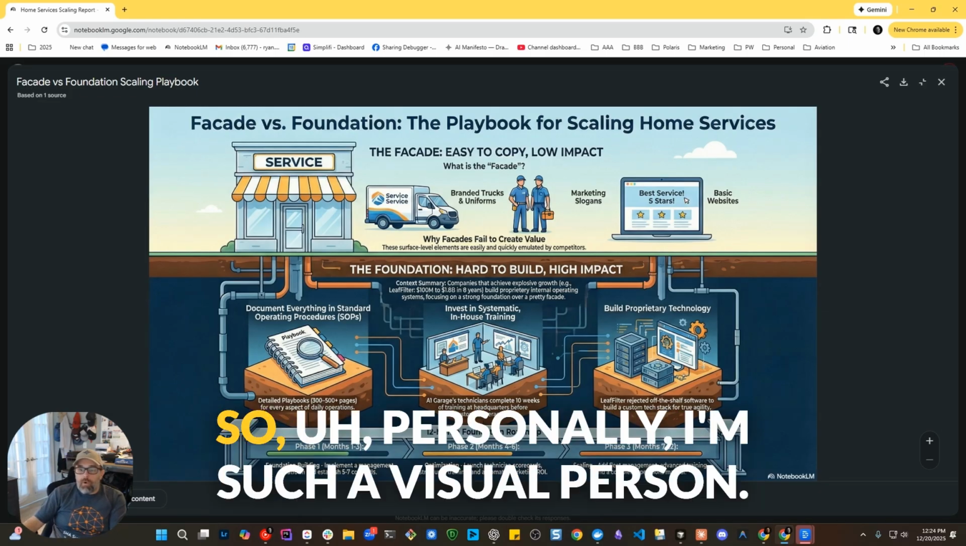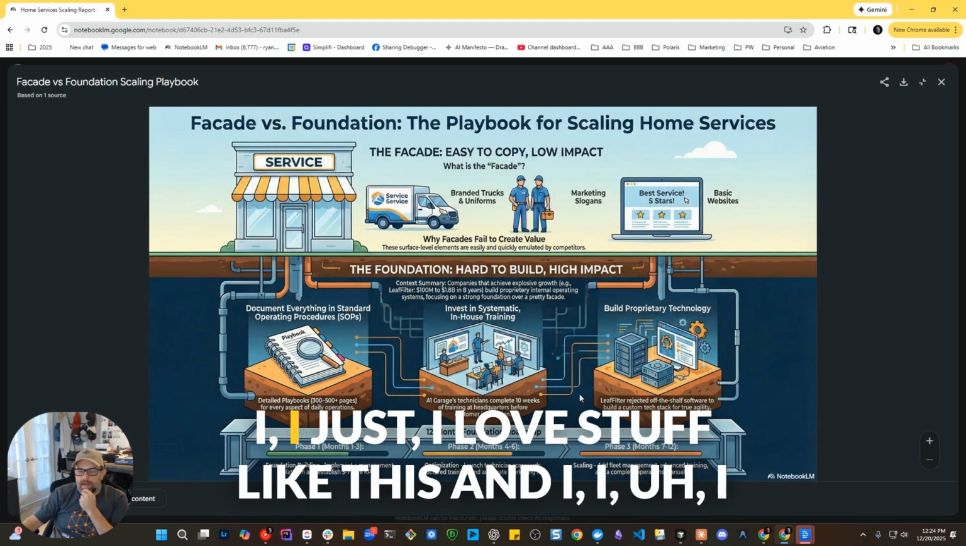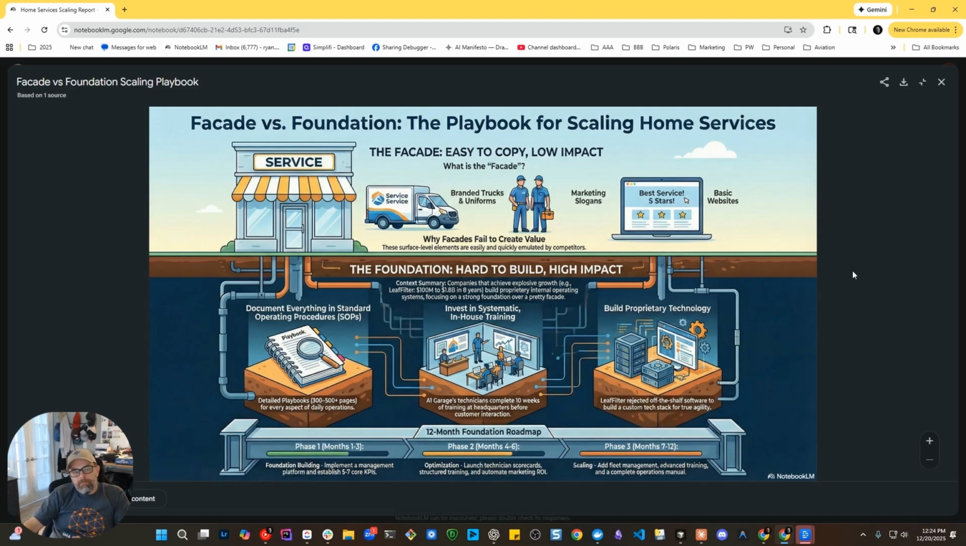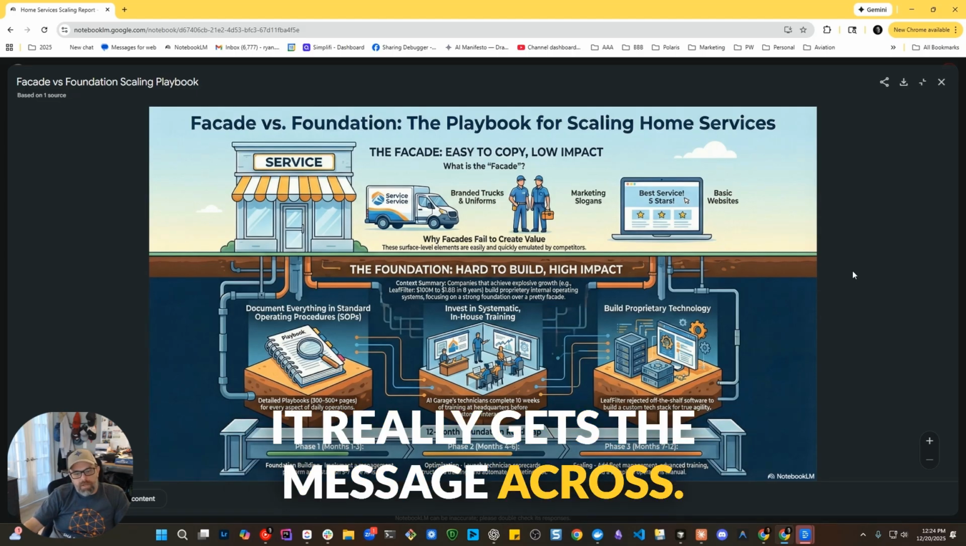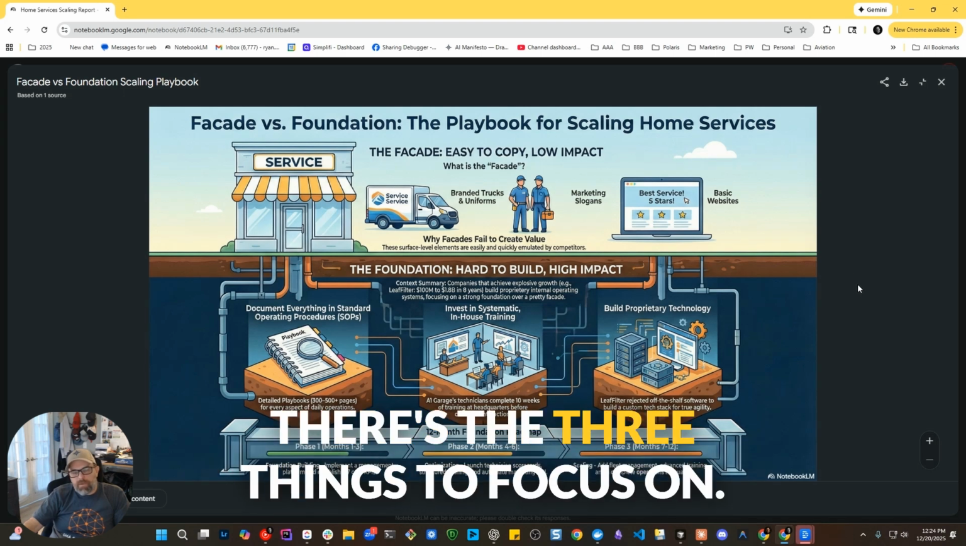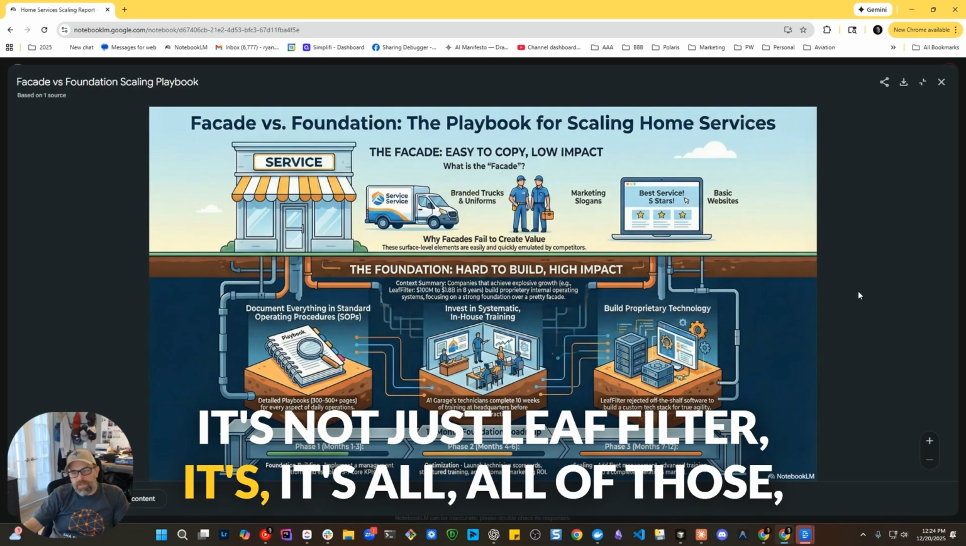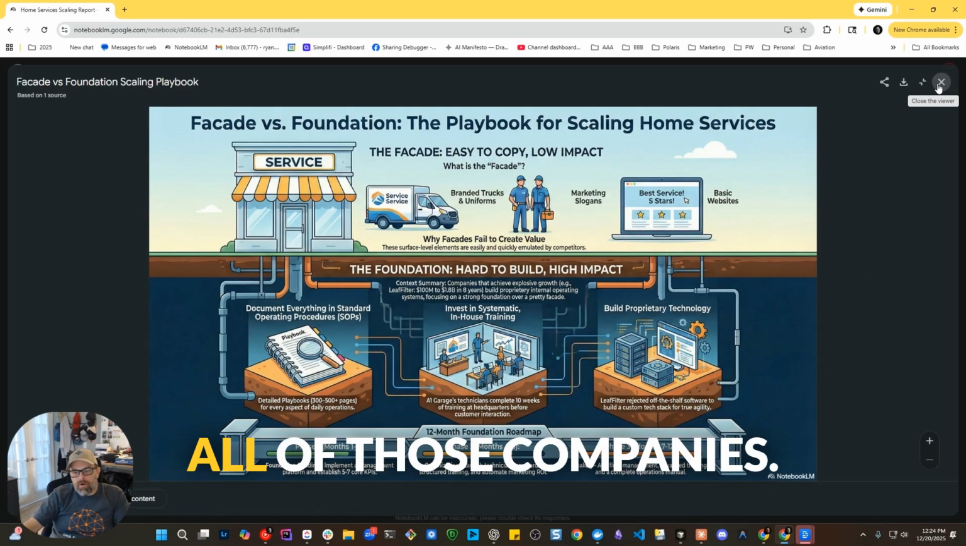Okay, so personally, I'm such a visual person. I love stuff like this, and I mean, as art, and this is just beautiful. It really gets the message across. There's your roadmap. There's the 3 things to focus on. And again, this is a synergy. It's not just LeafFilter. It's all of those companies.